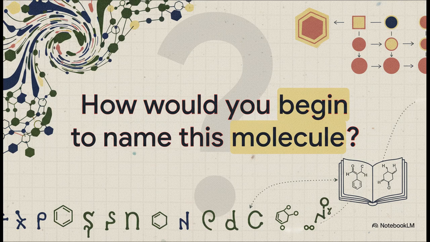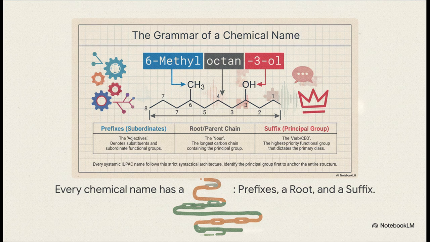But here's the secret. It is not about memorizing a million different rules. It's about understanding a really simple, elegant system, a kind of chemical grammar. And once you learn the rules of that grammar, you can name pretty much any molecule you see. And here is that grammar in action.